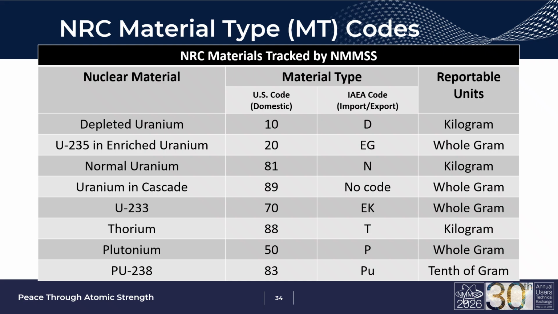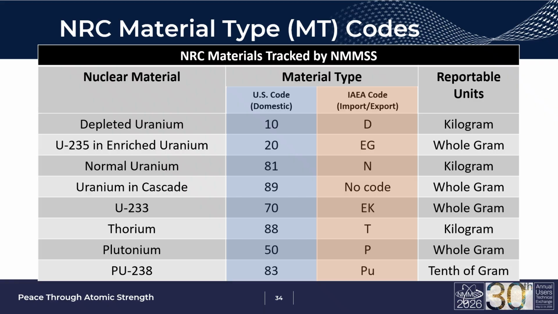Depleted uranium, enriched uranium, plutonium, uranium-233, normal uranium, and thorium are reportable by NRC licensing facilities. Note that when reporting domestically, NRC licensee facilities report material type using the numeric material type codes, the U.S. codes column, as shown on the table here. If you are reporting an import or export as an NRC licensee facility, the IAEA material type codes, which are alpha codes, will be reported to NMMS. Note the exception that the numeric code for uranium in cascades will be used in all reporting, domestic and international.